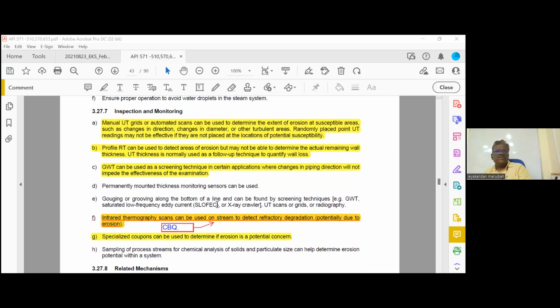Then these are not important. Highlight the F. Infrared thermography scans can be used on stream to detect refractory degradation. That is important. Closed book question.